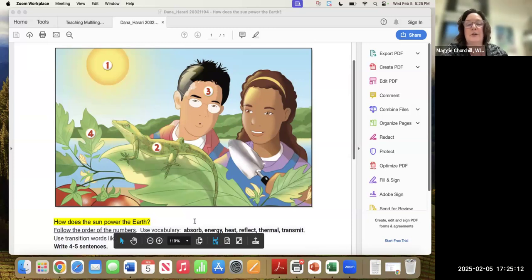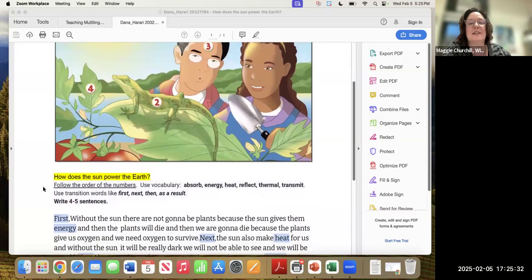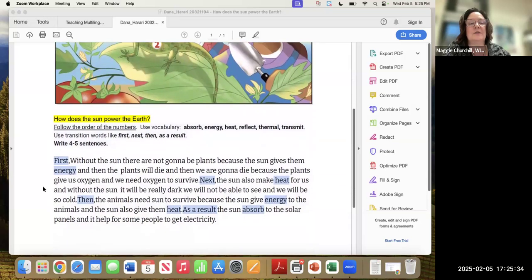We do these digital Frayer model journals. It's called a word journal. And they had to diagram these words: absorb, energy, heat, reflect, thermal, transmit. So they had to use those words. And then I also gave them transitional words. So this was the prompt, right? And it looks and smells a lot like an ACCESS prompt, doesn't it? That's my goal. I wanted to create something very similar to what they're going to have to do in the ACCESS.